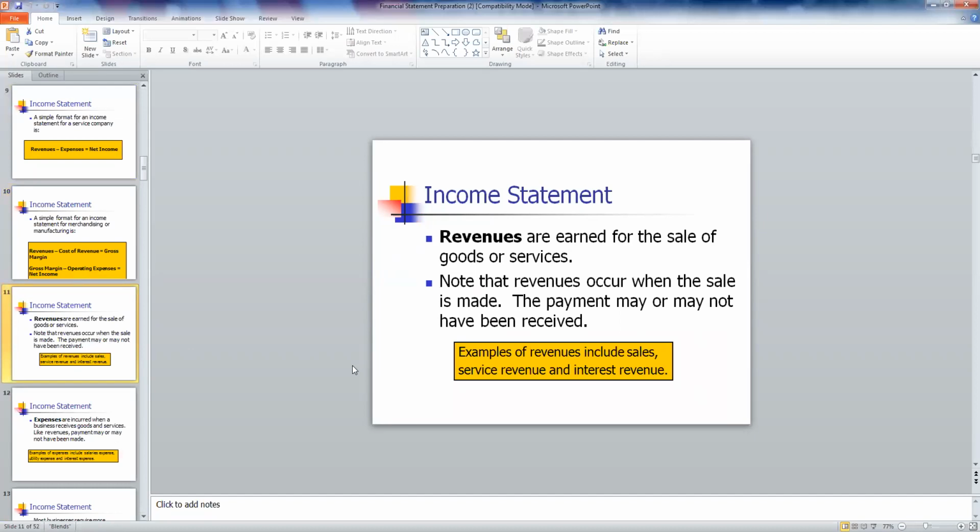So revenues are earned for the sale of goods or services which I'm in business to produce and sell to my customers. One thing that's important is that revenues occur when the sale is made. So when I've made the sale, I've shipped the good, delivered the service, I can recognize the revenue. The payment often comes at a later point in time. So there's often that disconnect between when I've shipped the good or service, or delivered the item to my customer, and when I collect it. But from a revenue recognition perspective, once I've fulfilled my end of the bargain, once I've shipped the good or delivered the service, then I can recognize the revenue.